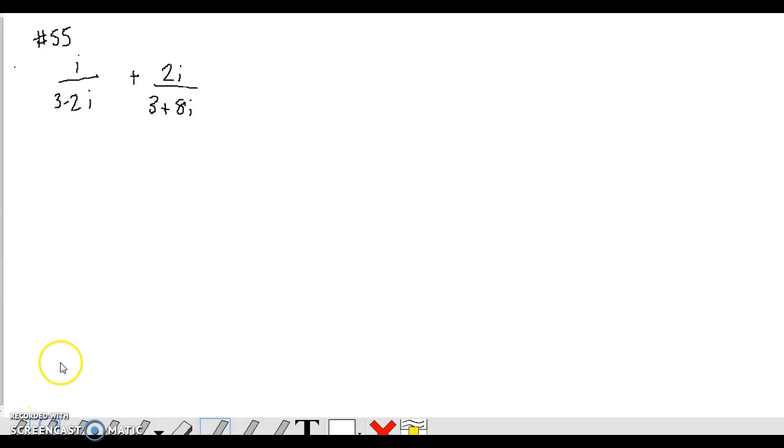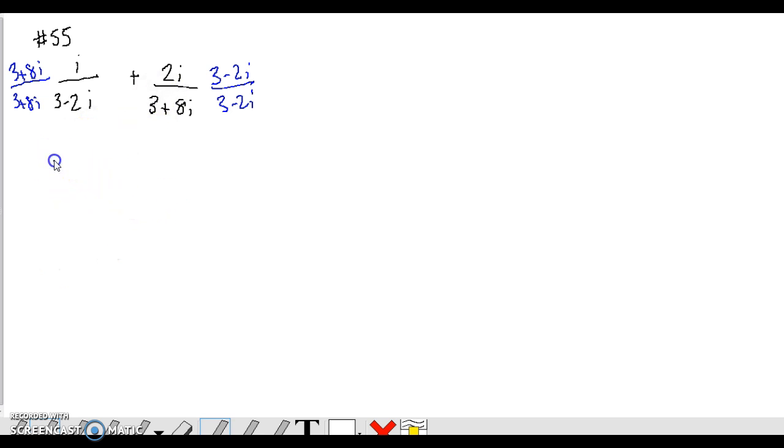Okay, so there's two ways that we can go about doing this. The first is we can make a common denominator. So common denominator would be 3 plus 8i on the top and 3 plus 8i on the bottom. And then over here, I would do 3 minus 2i, 3 minus 2i. So that's one way that we can do it. So let's go ahead and try this way out.